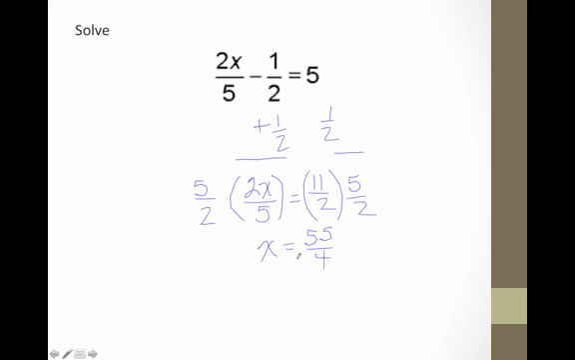Is there anything I can do with that? Nope, it's simplified, so I'm okay. But I am going to plug it back in just to check. I'm not going to go through every step with you, but I'm expecting you to check, particularly on a quiz or on a test. That's how you're going to get full credit for your work. Okay? And this will indeed check.